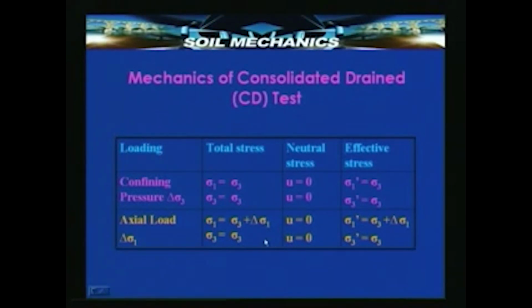Once again, during the application of this axial load, during shear, we permit drainage, we permit volume change, we do not restrict it. Therefore, u is again 0, there is no pore pressure developed, which means that the effective stress is the applied pressure once again. Sigma 1 dash is sigma 3 plus delta sigma 1, sigma 3 dash is equal to sigma 3. That means all the stress that we applied during this test gets converted into effective stress. Let us see next.